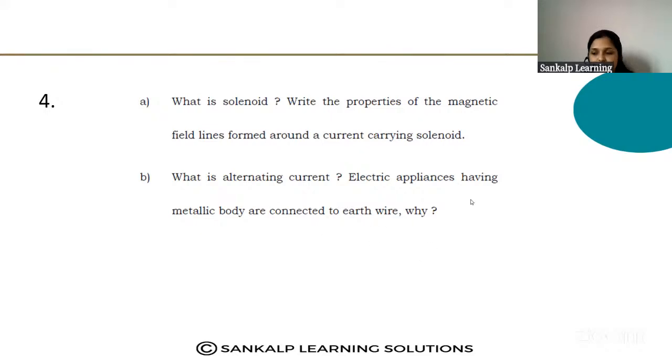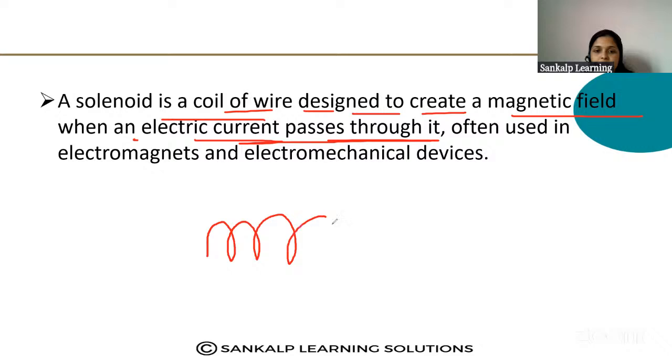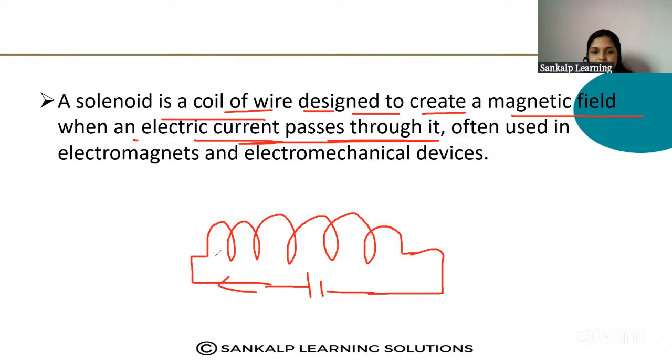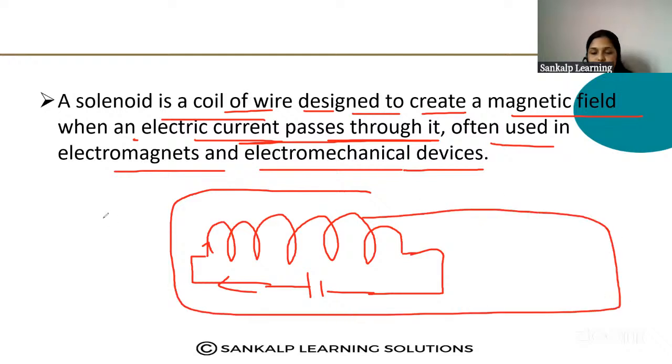Let us see the first answer. A solenoid is a coil of wire designed to create a magnetic field when an electric current passes through it. It looks like this, a coil of wire, which creates a magnetic field when it receives electric current, often used in electromagnets and electromechanical devices. So this is the answer. What is a solenoid? Very important question.